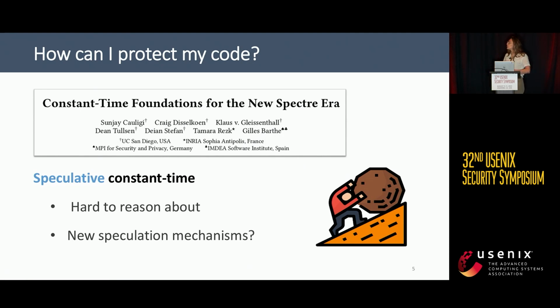A solution is to change our programming model and to use speculative constant time. In essence, as a developer, we would have to reason about all the ways processors can use speculative execution and place mitigations accordingly. Unfortunately, it's hard to do that because there are multiple sources of speculation in processors. And if tomorrow hardware designers come up with new speculative execution mechanisms, it means that we have to fix our programming models and fix our software. So we definitely don't want to do that.